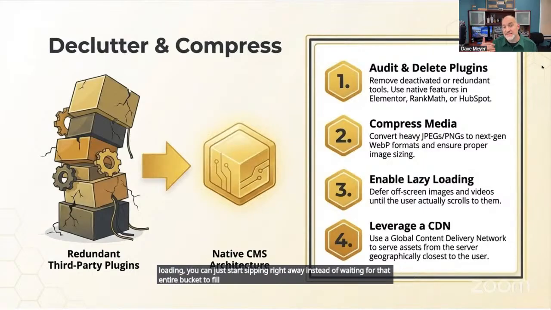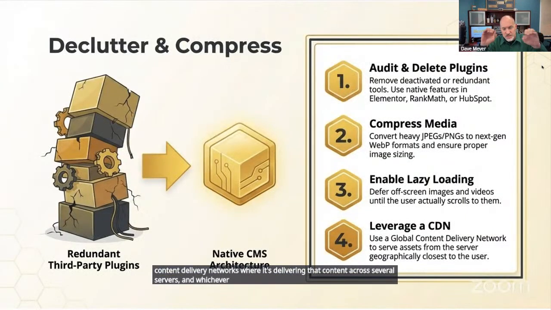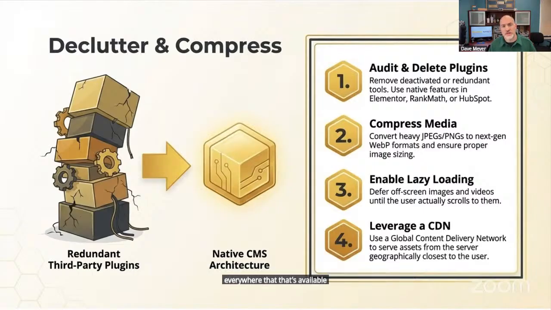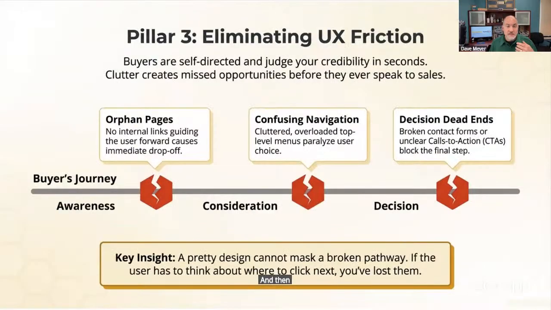And then CDNs, or content delivery networks, that's things like Amazon's AWS, or any premium hosting provider, has content delivery networks where it's delivering that content across several servers, and whichever server's fastest, or it'll generate specific little pieces of content across individual pages, and it all loads to that user from everywhere that's available. So you're pulling things in from several streams, or you have several hoses filling up that bucket instead of just one.